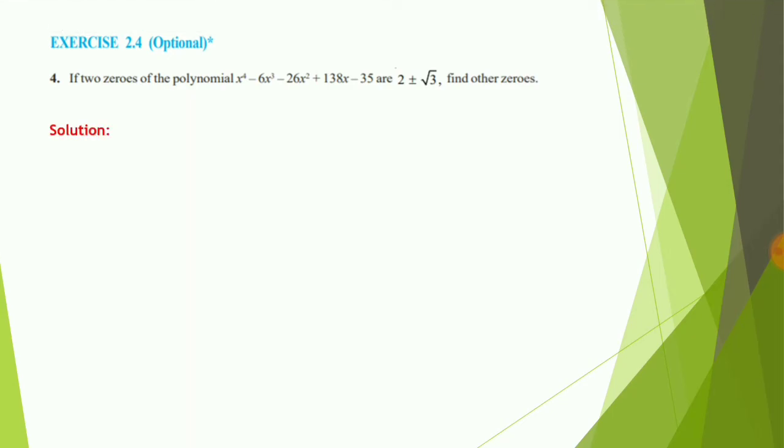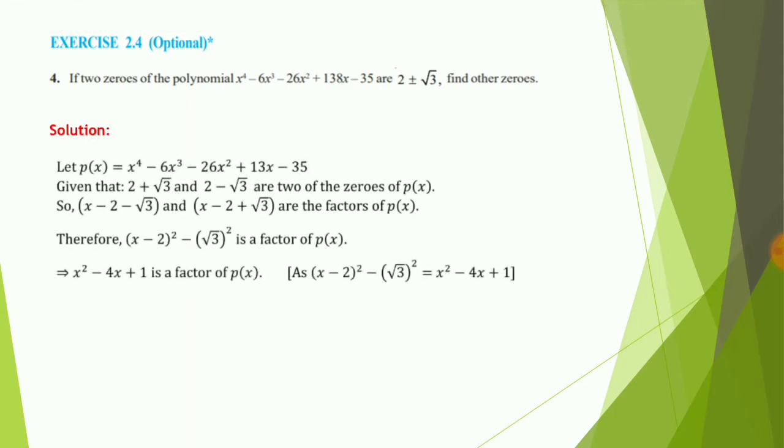So what we have done here is, since 2 plus root 3 and 2 minus root 3 are the zeros, then x minus 2 plus root 3 and x minus 2 minus root 3 will be the factors of this polynomial. That means x minus 2 minus root 3 and x minus 2 plus root 3 will be the factors of p(x). Therefore, their product will also be a factor. That means x minus 2 whole square minus root 3 whole square will also be a factor of p(x). That means x square minus 4x plus 1 is a factor.